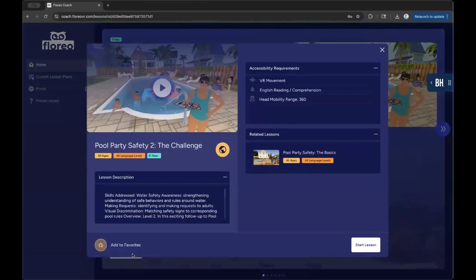Let's do it. All right, so you can also see that this is a new page that appears similar to the iPad, but we have a lot more information available. You can see these accessibility requirements. This essentially just tells you as a coach what you can expect to see in a lesson. So we have VR movement.